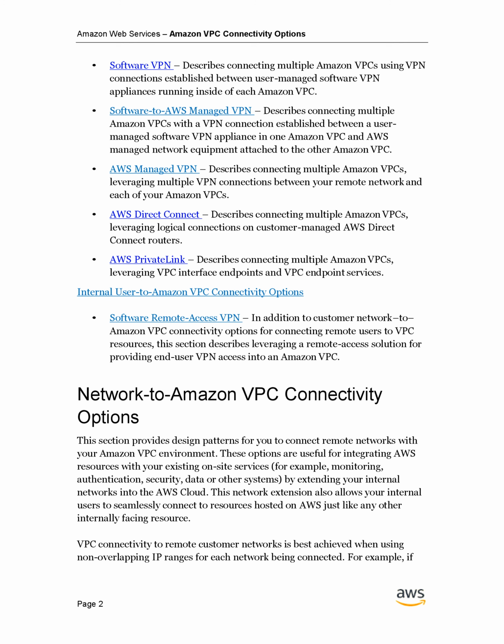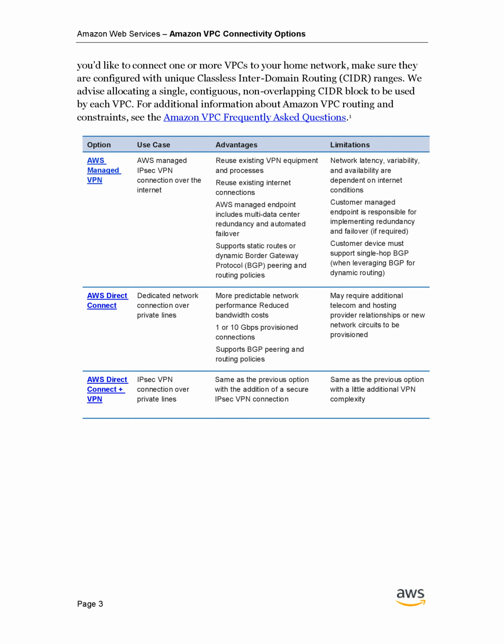This network extension also allows your internal users to seamlessly connect to resources hosted on AWS just like any other internally facing resource. VPC connectivity to remote customer networks is best achieved when using non-overlapping IP ranges for each network being connected. For example, if you'd like to connect one or more VPCs to your home network, make sure they are configured with unique classless interdomain routing (CIDR) ranges. We advise allocating a single, contiguous, non-overlapping CIDR block to be used by each VPC. For additional information about Amazon VPC routing and constraints, see the Amazon VPC Frequently Asked Questions.